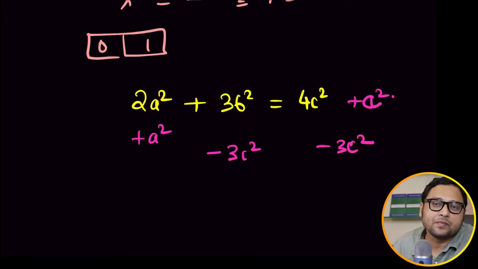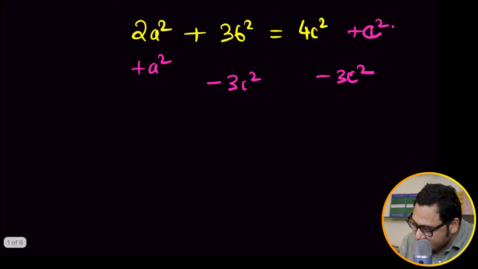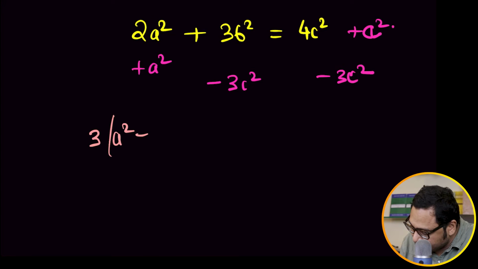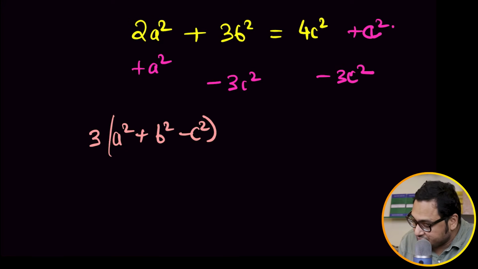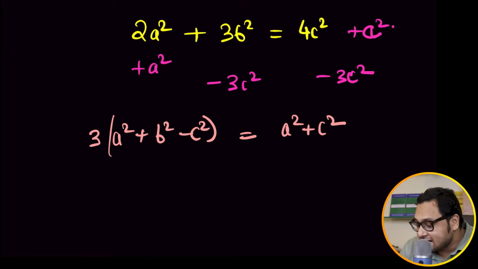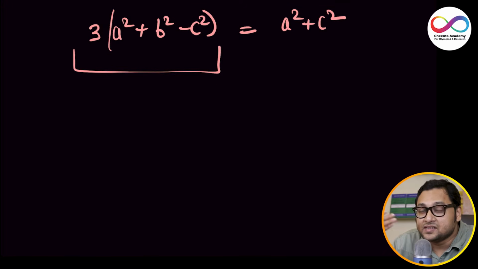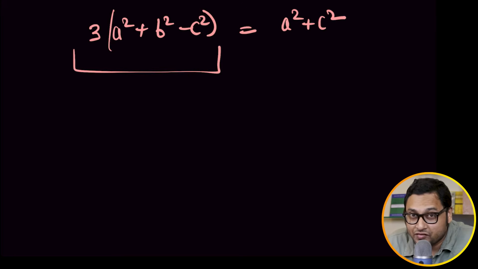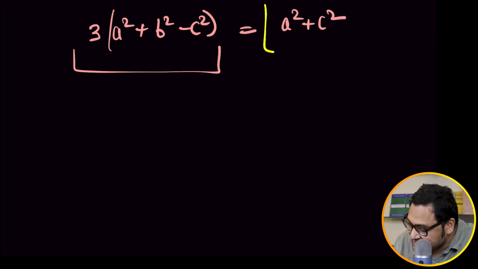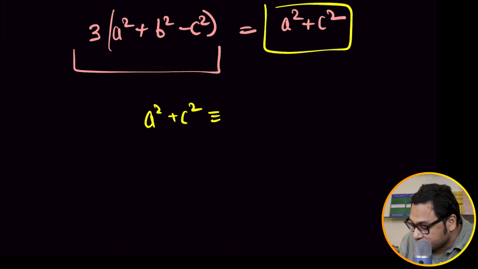Essentially, I'm trying to make a multiple of 3 on one side of the equation. And that's exactly what I have. I have 3 times a square plus b square minus c square on the left hand side. And on the right hand side, I have a square plus c square. So, this equation tells me that the left hand side is divisible by 3, or it's 0 mod 3. So since the right hand side is equal to the left hand side, therefore the right hand side must also be equal to 0 mod 3.